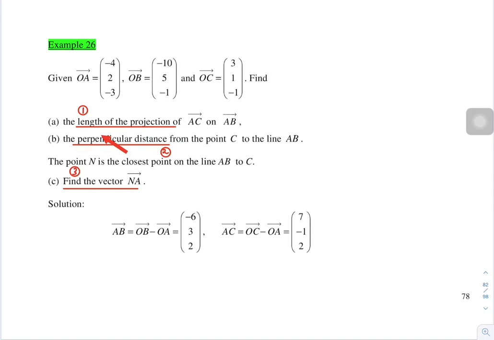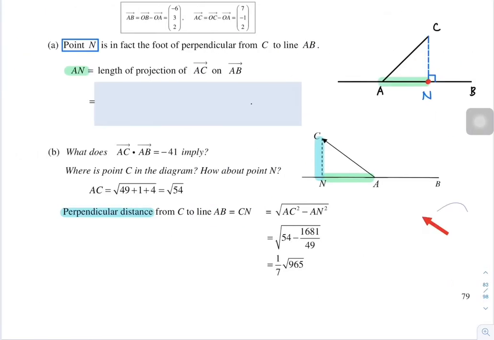Before we go ahead to find the length of projection of AC onto AB, we go ahead to find what is the vector AB first. Okay, and then go ahead to find the vector AC. Alright, now let's take a look at the diagram. So the diagram that we can draw is some sort like that. Alright, so we have the vector AB over here and the vector AC over here. And we already found what is the vector AB in column vector form and AC in the column vector form.